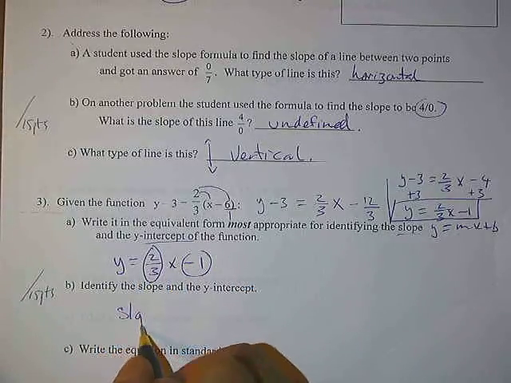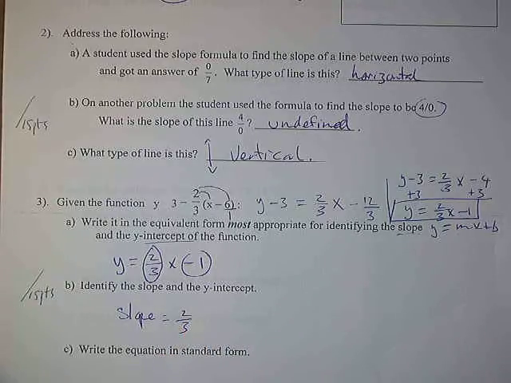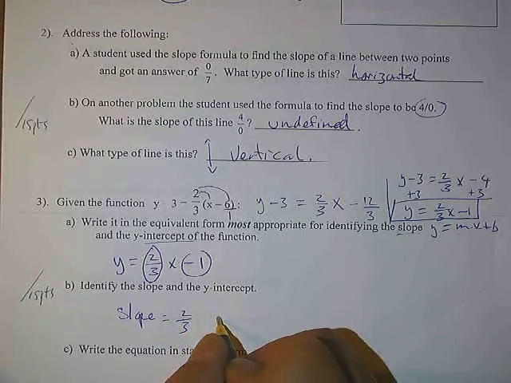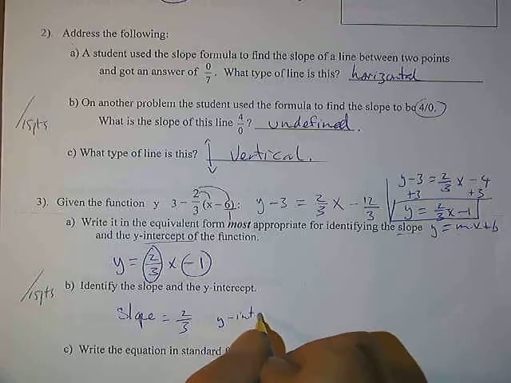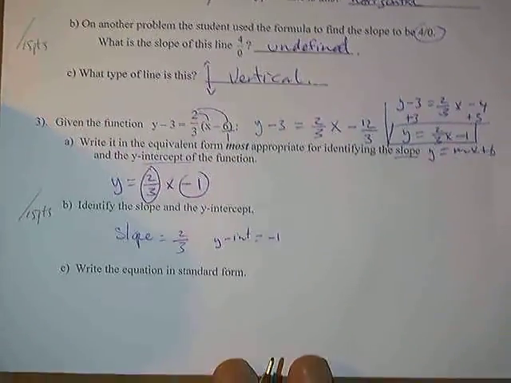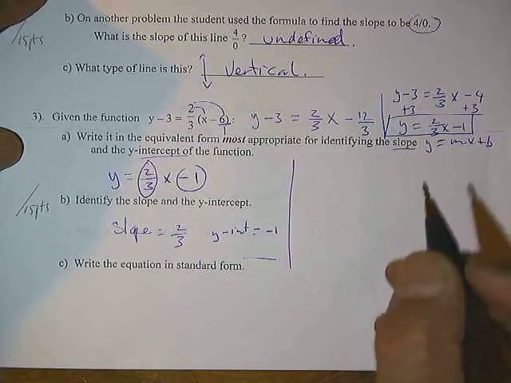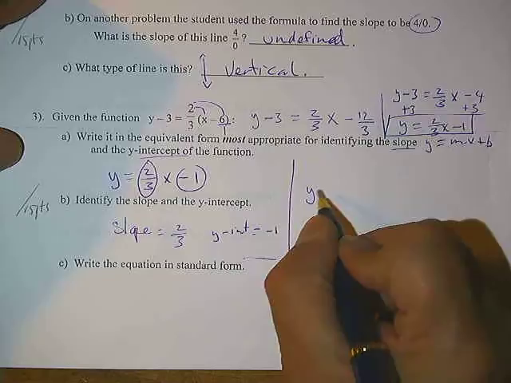Anyway, so there's the slope, and there's your y-intercept. Excuse me. Slope is 2/3. Y-intercept is -1. And then finally, they want this in standard form.